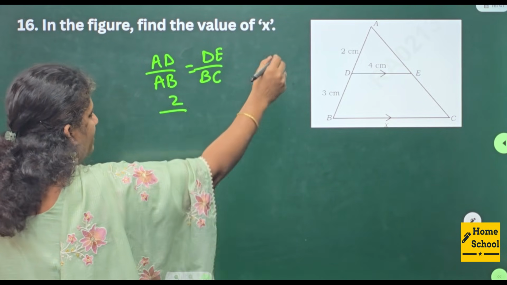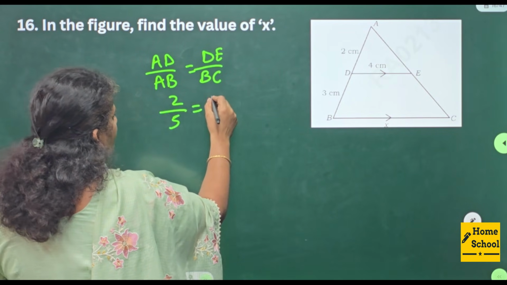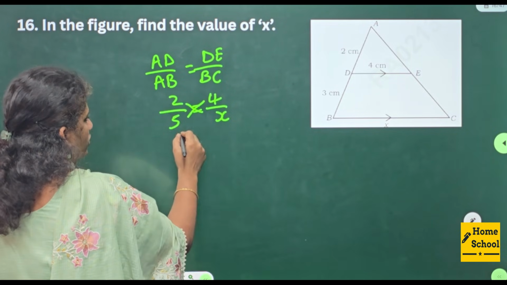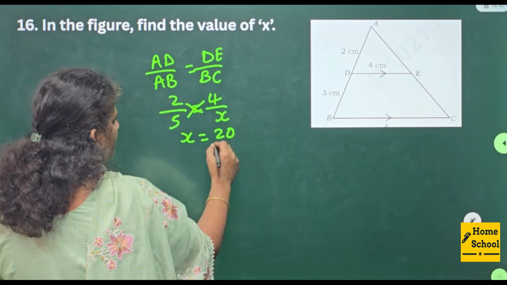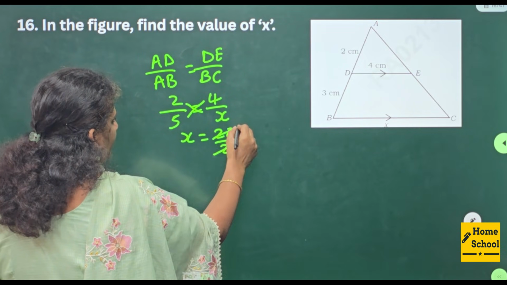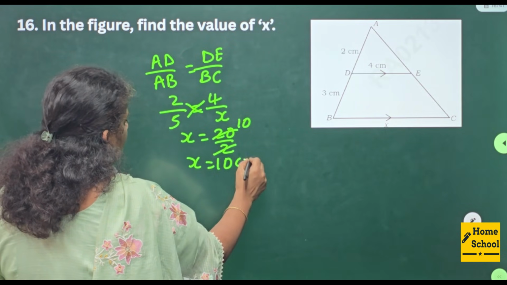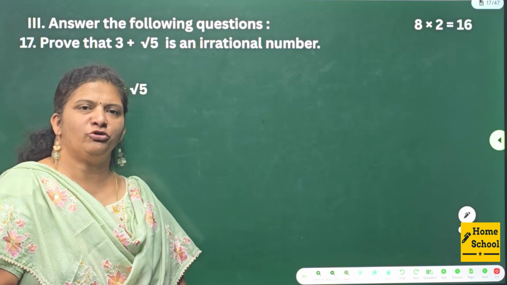AD is 2. AB means you need to add them. 2 plus 3 it will be 5. DE is 4. BC is x. Cross multiply. x is equal to 4 fives are 20. 20 by 2 that is 10. x is equal to 10 centimeters is your answer. With this we complete 2 mains.